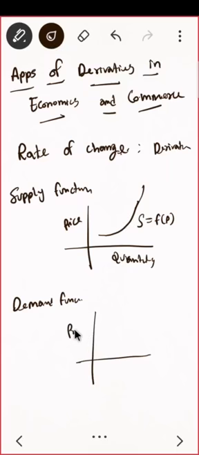And what about demand function? Same thing, take price here and quantity demanded. So in this case it will be decreasing. So you just observe this, as your quantity increases, your price is also getting increased and something like that. And quantity demanded.